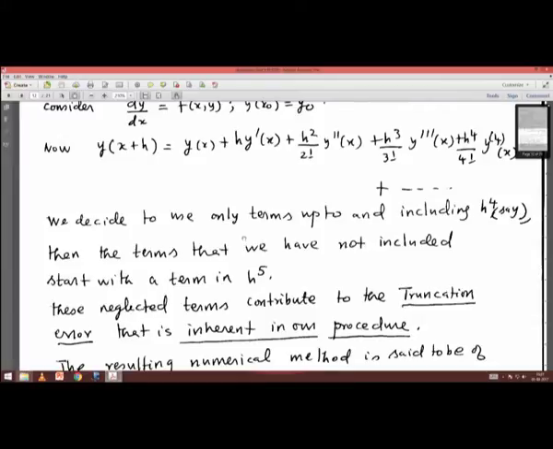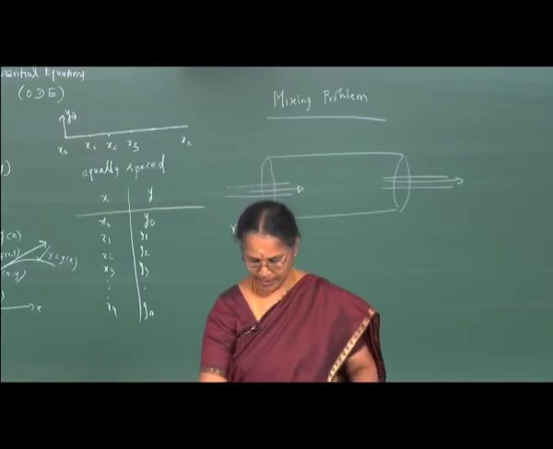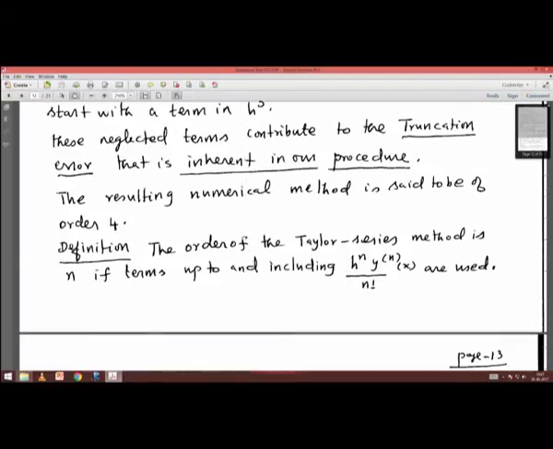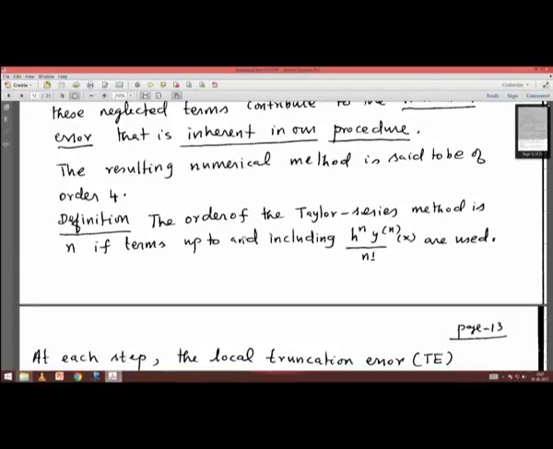When this is done, we come across what is known as truncation error, and because of what we are doing, this truncation error is inherent in our procedure itself, and it is independent of the round off error that may occur. So, the resulting numerical method that we have after truncating, say, at terms h to the power of 4 by factorial 4 into the fourth derivative of y, is called the Taylor series method of order 4.